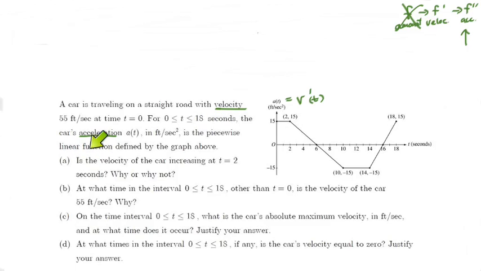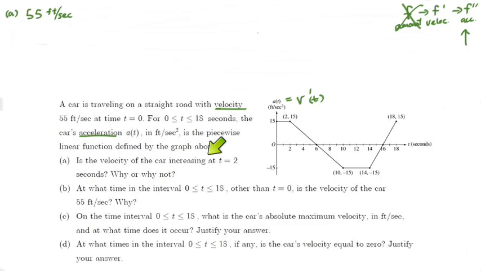Now let's read this. Is the velocity of the car increasing at t equals 0 seconds, or equals 2 seconds? Why or why not? Okay, so what's our current velocity? Doesn't it tell us? It's 55 feet per second. That's our current velocity. It's a positive velocity. So we're starting at 55 feet. I'm just going to write this down because it's pretty important to my answer. Feet per second. We are currently going that fast at 0.